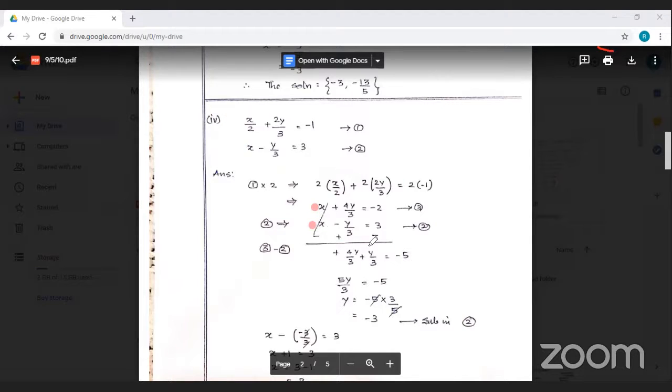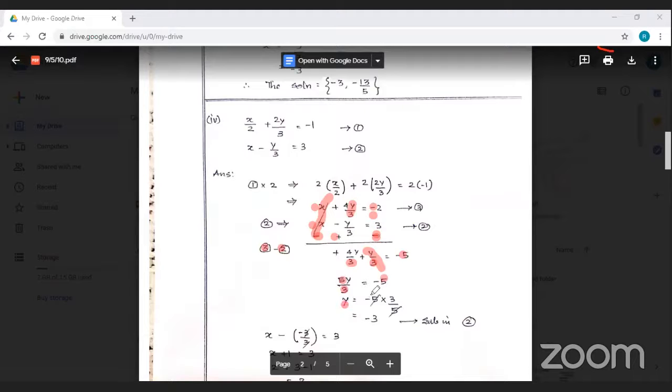Now, this is plus, this is plus. What you are supposed to do? You have to change the sign. Therefore, you have to subtract. Therefore, the sign will get changed. Are you getting? Yes, sir. Therefore, this will get cancelled. Then 4y by 3 plus y by 3 is equal to minus 5. Any doubt here? No doubt, sir. Again, wherever minus comes, please be careful. Therefore, both the denominators are 3. Therefore, 5y is equal to minus 15.